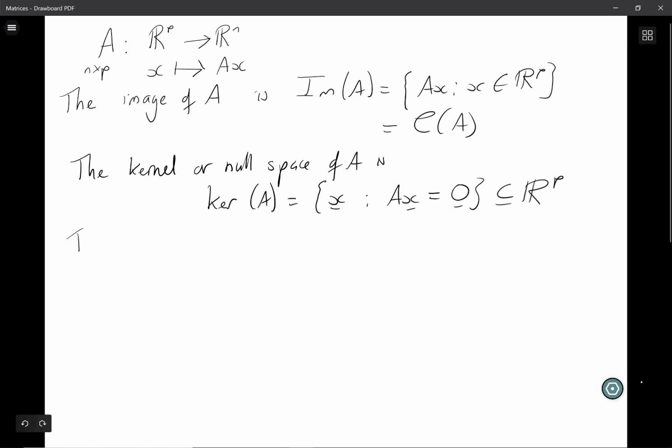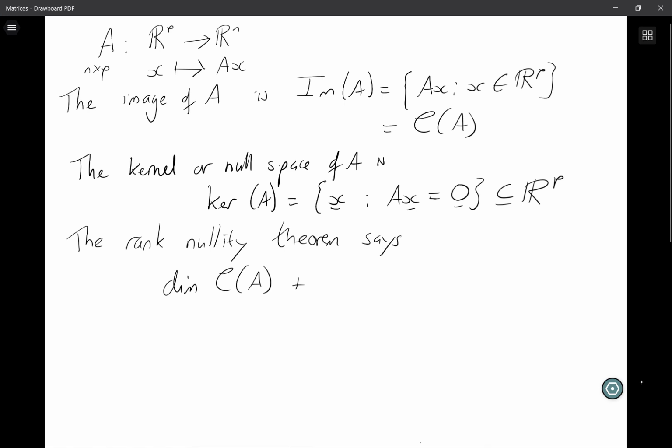The rank nullity theorem tells us about the relative dimensions of the image and kernel of a matrix. So the rank nullity theorem says that the dimension of the image of A, which is the column space of A, plus the dimension of the kernel of A is the dimension of the original vector space, p.